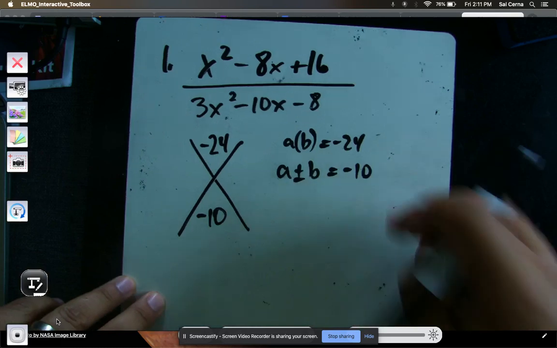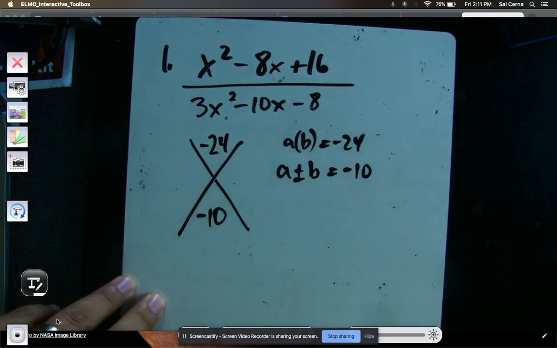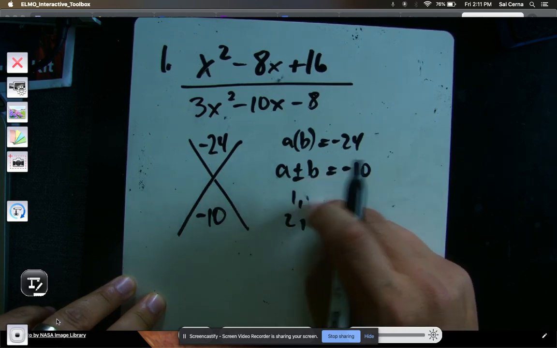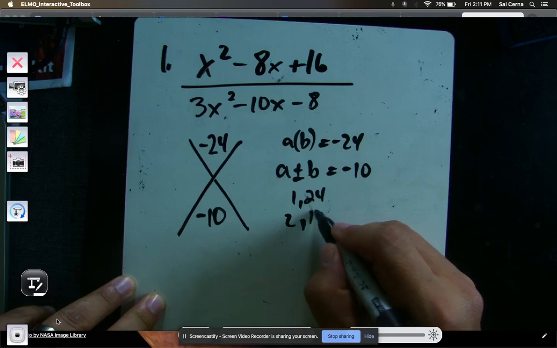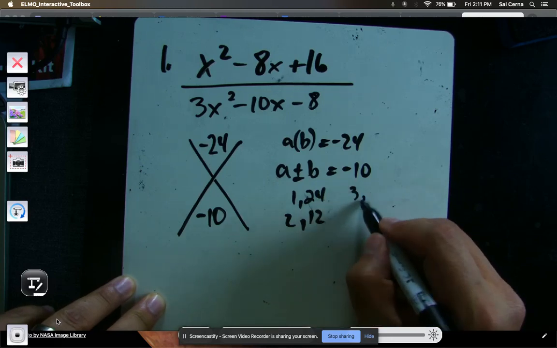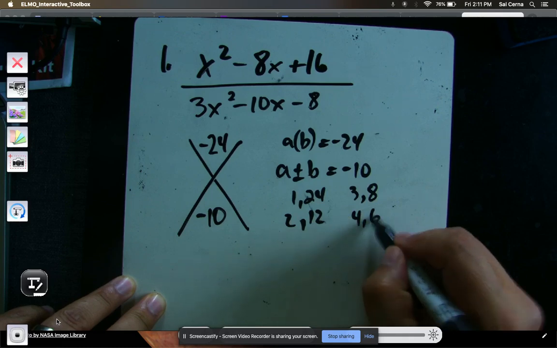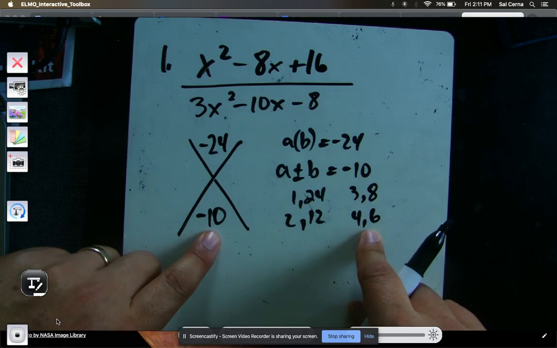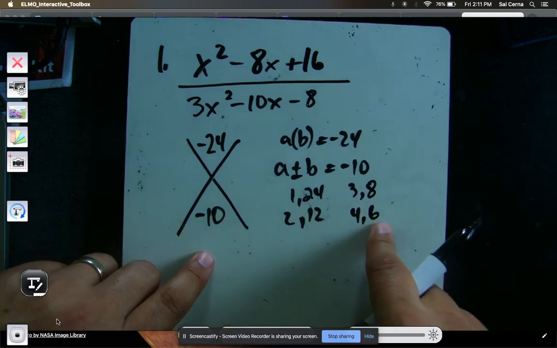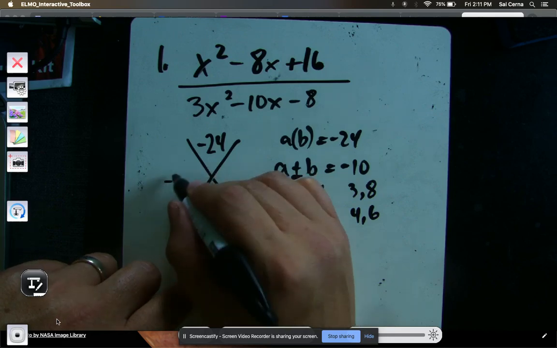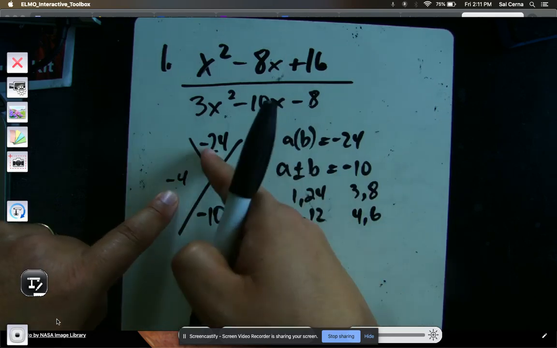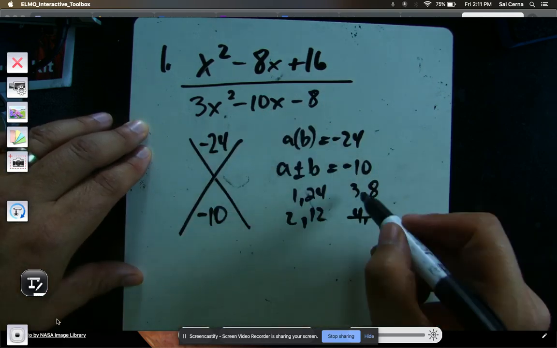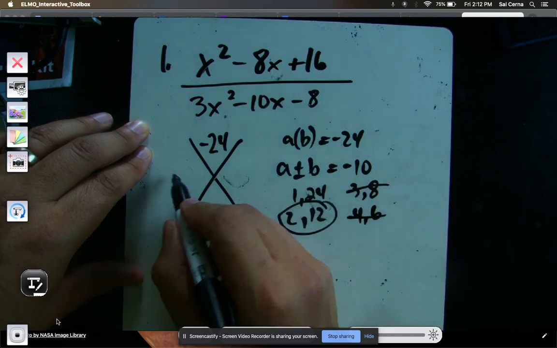Okay? So I'm going to list all the factors of 24. 1 and 24, 2 and 12. I have 3 times 8, and I think 4 times 6. Now, this one jumps out because I'm saying, oh, 4 plus 6 is 10. Okay, but since it's negative, both of these have to be negative. But what happens when I do that? Well, negative times a negative is a positive, not a negative. So that gets eliminated. And in fact, the one that works is going to be this guy, 2 and 12.